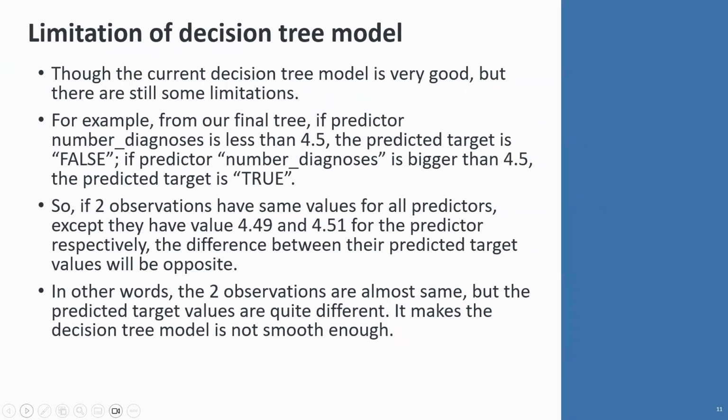The limitation of the decision tree model. The decision tree model is good, but there are still some limitations. For example, in our final tree, when we predict, the number of diagnoses in two observations is almost the same, but the predicted target values are quite different. This makes the decision tree model not smooth enough.